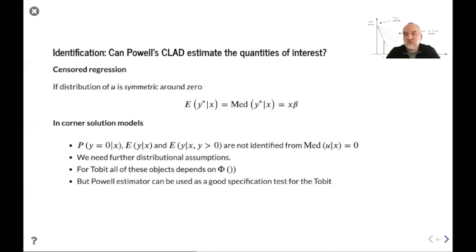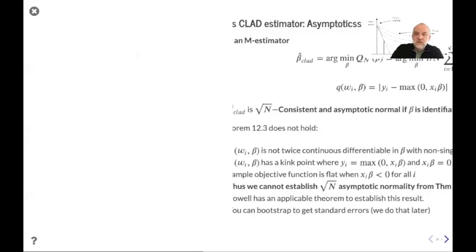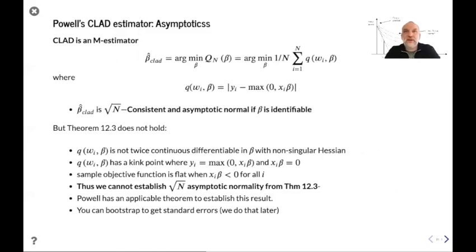That doesn't mean that this model is not useful in a corner solution outcome context, because in both cases you would want to see if beta is giving you the same results as Tobit, if you estimate with the Powell estimator. So it's actually a good specification test for whether you think the Tobit model is misspecified. And if you think it's misspecified, you estimate the CLAD estimator, and then you might do something to respecify your corner solution outcome model, so it's no longer Tobit.